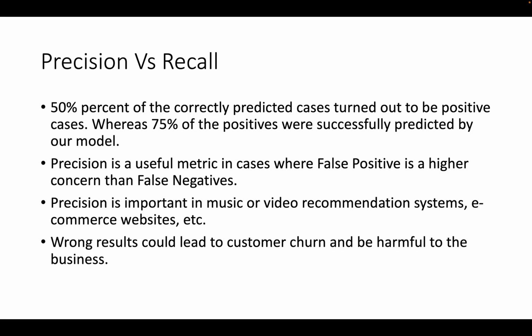Precision versus recall. 50% of the predicted positive cases turn out to be positive cases, whereas 75% of the positive cases were successfully predicted by the model. Precision is a useful metric in cases where false positive is a higher concern than false negative. Precision is important in music or video recommendation systems, commerce websites, etc. Wrong results could lead customers to churn and be harmful to the business.